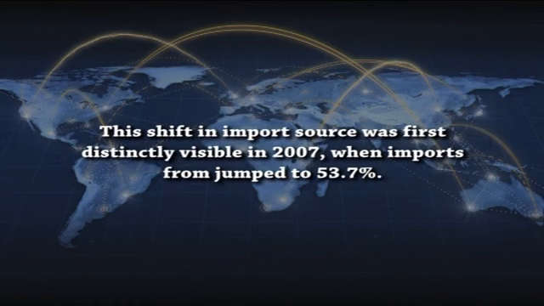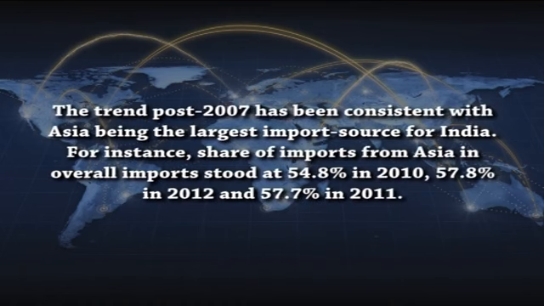This shift in import source was first distinctly visible in 2007 when imports from Asia jumped to 53.7%. The trend post 2007 has been consistent, with Asia being the largest import source for India. For instance, share of imports from Asia in overall imports stood at 54.8% in 2010, 57.8% in 2012 and 57.7% in 2011.